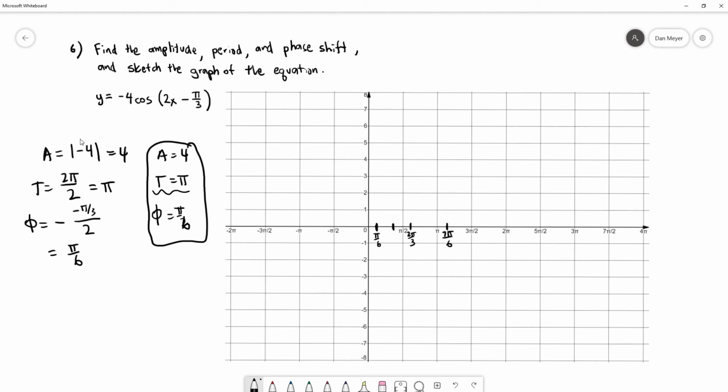All right, so here's roughly where I have my phase shift and my period taken into account. And then we start to take into account the amplitude as well as any flipping that's going on. In this case, my amplitude is 4. Now, normally with a cosine graph, I would start at 1, but since the amplitude is 4, I would start at 4. But since we got a minus sign, I have to start at -4.